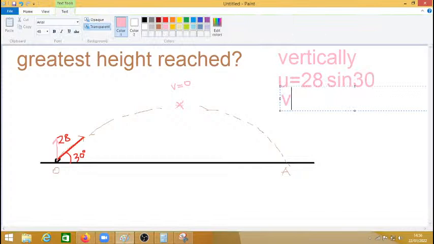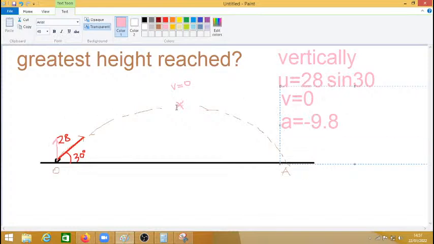What else do I know? I know that v is equal to 0. And what else do I know? I know the acceleration is due to gravity, so that's 9.8. But notice this time, because the ball is going up, acceleration from gravity would be pushing it down. So I need to change the sign there. So acceleration is going to be minus 9.8 because the ball is going up. I've taken my positive direction as up.